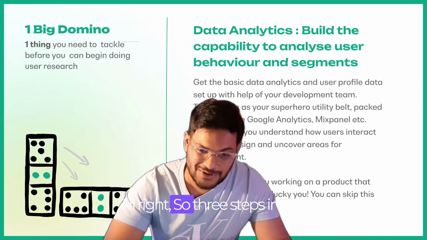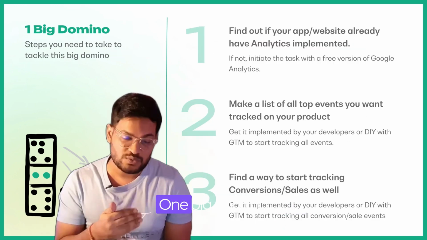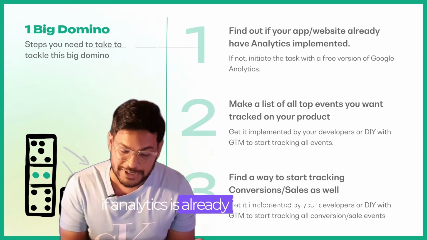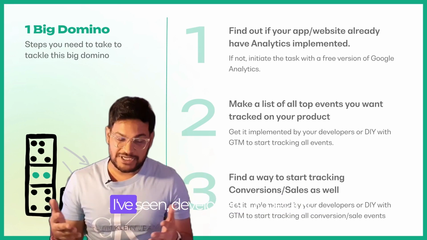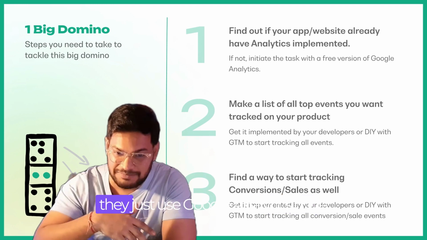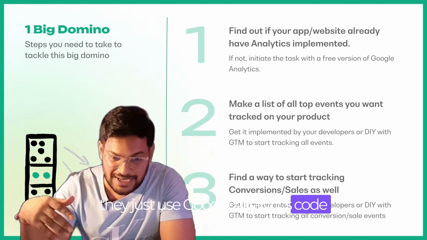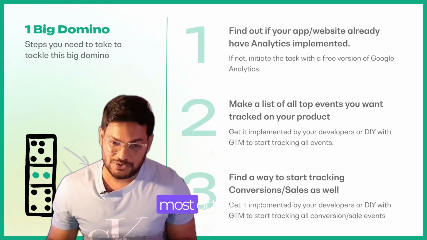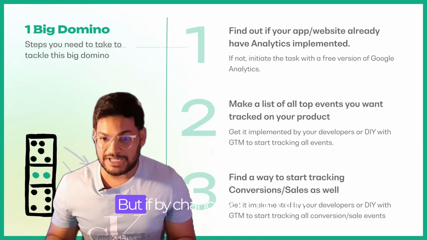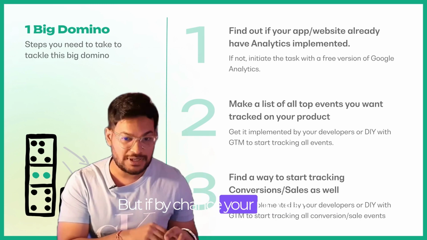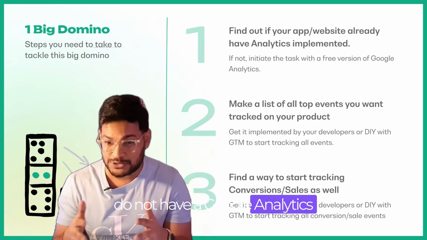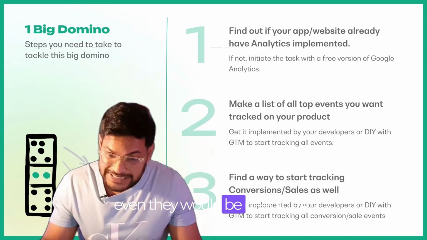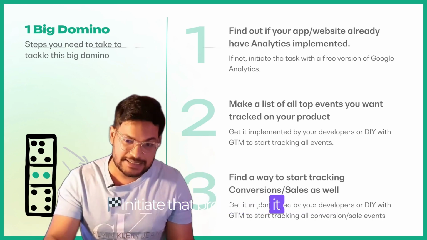All right. So the 3 steps in this one big domino are, of course, first check if analytics is already implemented. In most of the cases I've seen, developers by default just use the Google Analytics code, maybe to debug or just like that. They just add the Google Analytics code most of the time when they create a product. But if by chance your product does not have Google Analytics or any sort of analytics implemented, get it implemented. Even they would be needing it. Initiate that project, get it done.